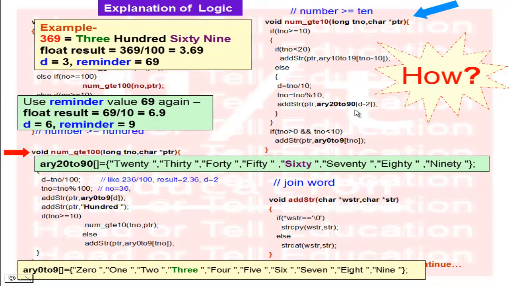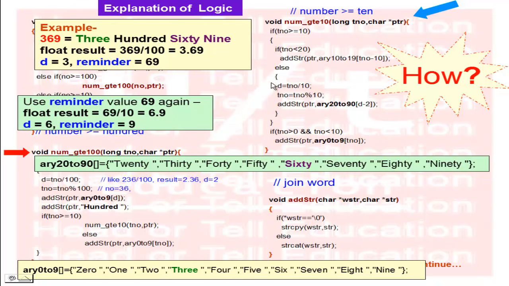So we use 60 from the array 20 to 90. What is the location of 60? 0 1 2 3 4, the fourth location is 60. And what is the d value? The d value is equal to 6. So 6 minus 2 equals 4, meaning we use the 60. So add_str is called and copies the 60, meaning it concatenates 60 again.